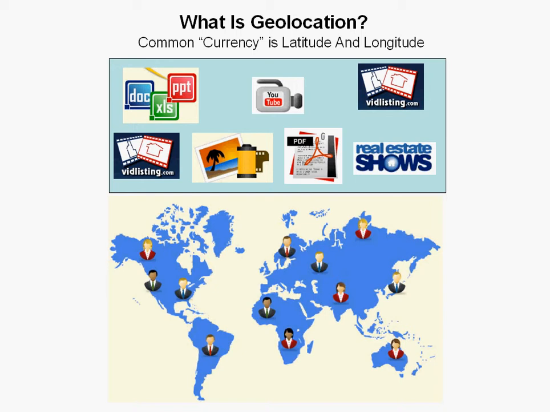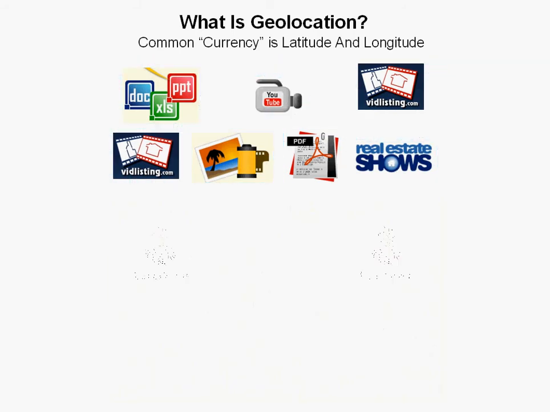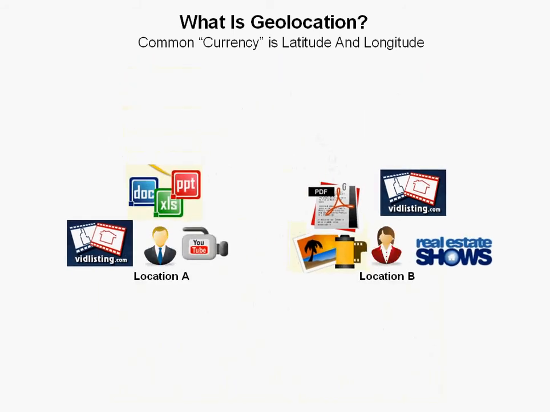And that point on Earth can be a town, a house, a business, just about anything. And this is what geolocation does. Geolocation synchronizes locations on Earth, and what prospective buyers and other people are looking for, with the content that you already have out on the internet.